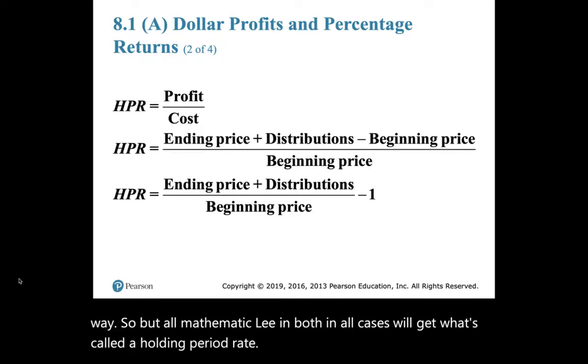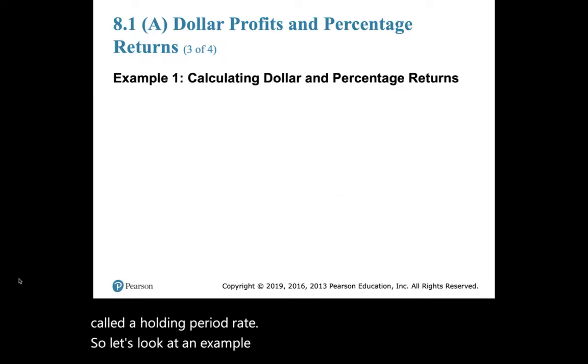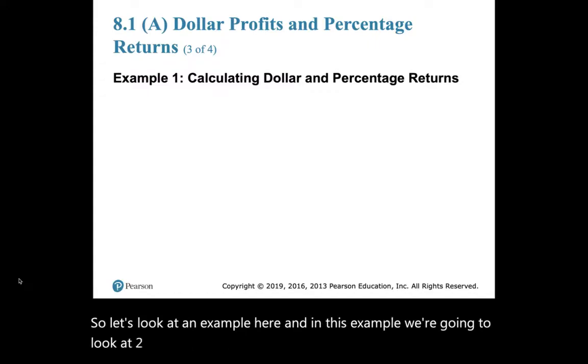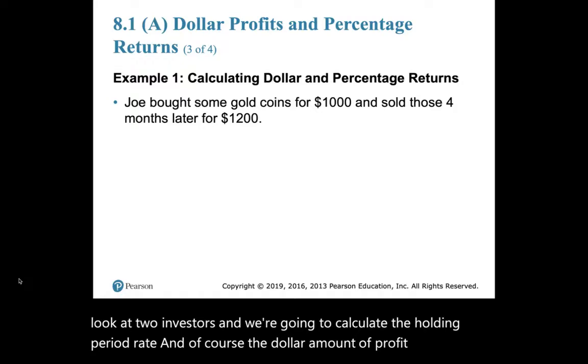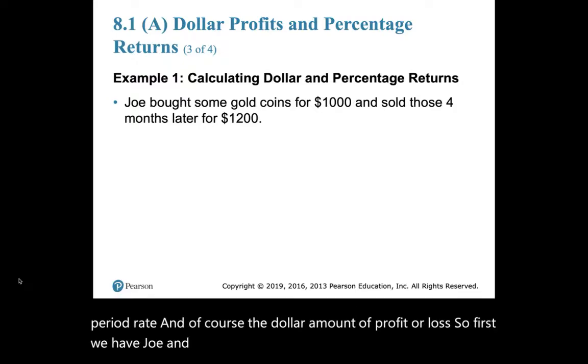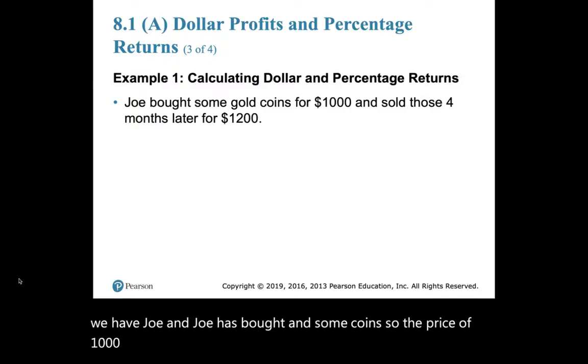So let's look at an example here. In this example, we're going to look at 2 investors, and we're going to calculate the holding period rate and, of course, the dollar amount of profit or loss. So first we have Joe, and Joe has bought some coins for the price of $1,000. And 4 months later, Joe sells it for $1,200.